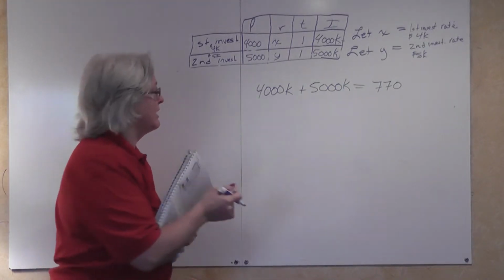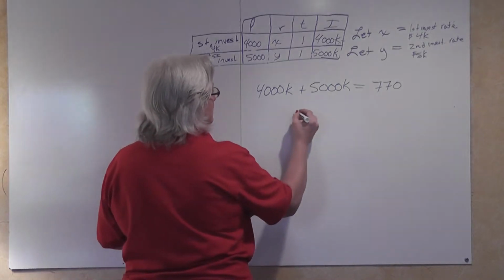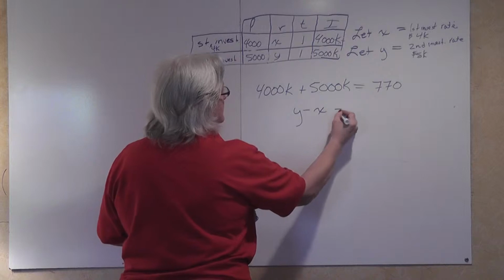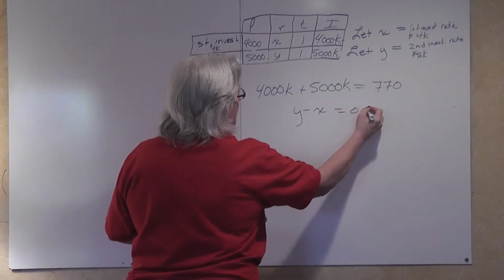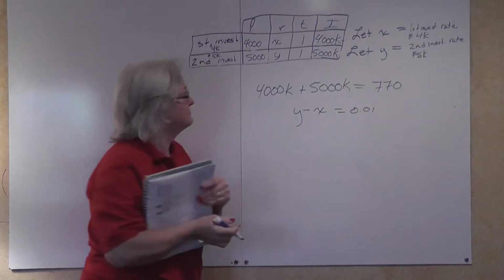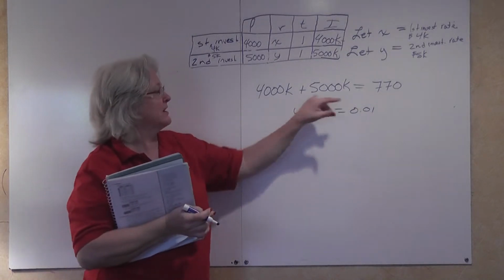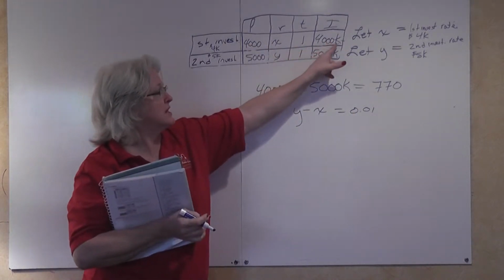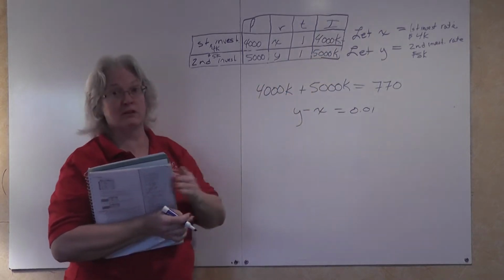They have written that y minus x is equal to 0.01. You see how I keep doing the k's here? This is really 4,000 times x, 5,000 times y.